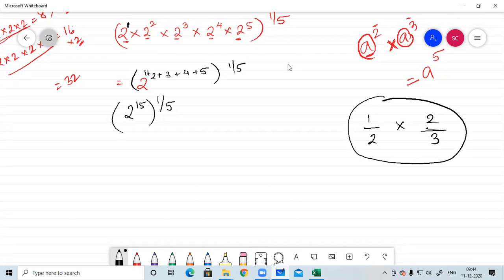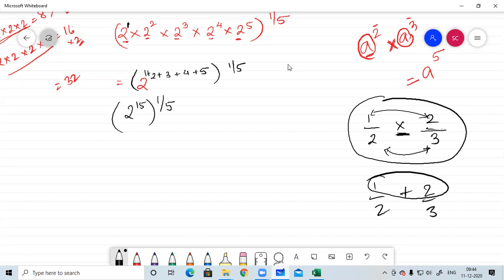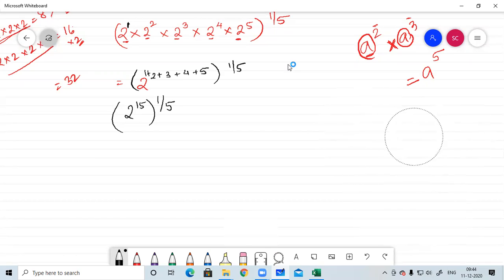How do you multiply fractions? When there is a multiplication sign, you just multiply the top into the top and the base into the base. You cannot do that when it is, suppose, 1 upon 2 plus 2 upon 3. You cannot directly add these two and add these two. That is not possible in fractions. You can do that only when it is a multiplication.